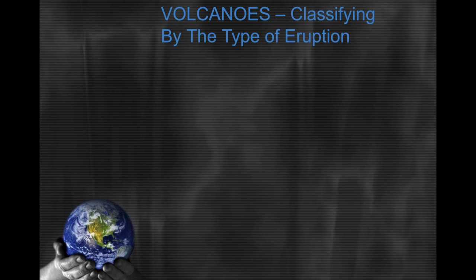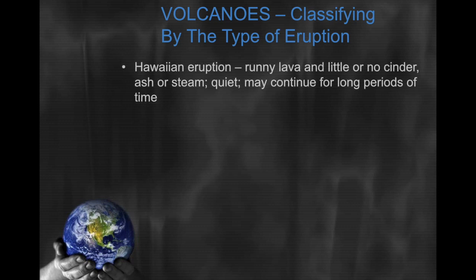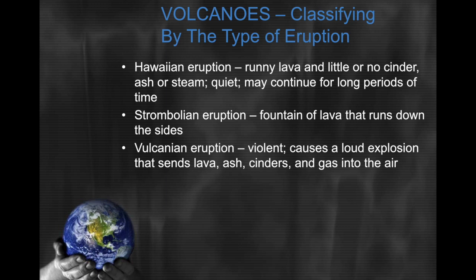So we can classify these volcanoes by the type of eruption, right? So we have a Hawaiian eruption, which is runny lava and little or no cinder, which is like the burnt pieces, right? Or ash or steam. It's usually quiet and it may continue for a long period of time. Then we have the Strombolian eruption, which is just a fountain of lava that runs down the sides. Then you have a Vulcanian eruption, which is violent and it causes a loud explosion and it sends lava and ash and cinders and gas into the air.